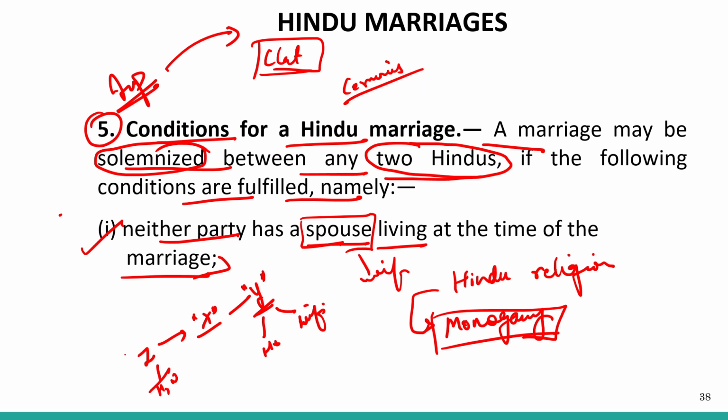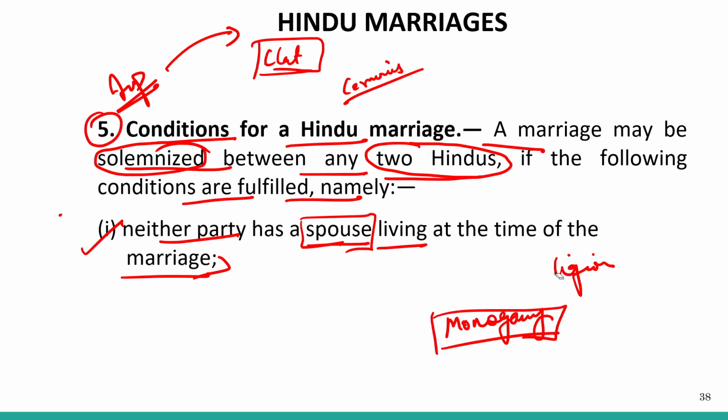If it is a female, obviously she will not have a husband, and if it is a male, then he will not have a wife. If this particular X wants to get married to Y, then obviously we have to make sure that there is no husband or wife present, meaning the person should be a bachelor, single, and then only is he supposed to get married, and only then will that marriage be considered a valid one. So the first condition is that neither party has a spouse, meaning a husband or a wife living during the tenure of the marriage. This is the first thing.